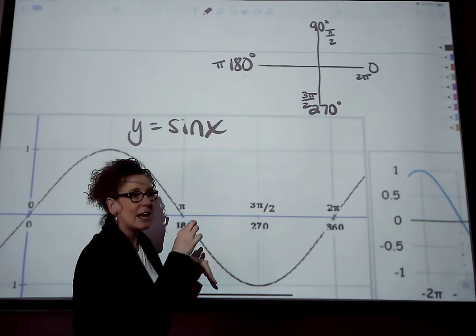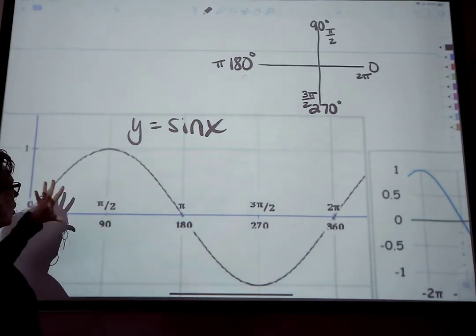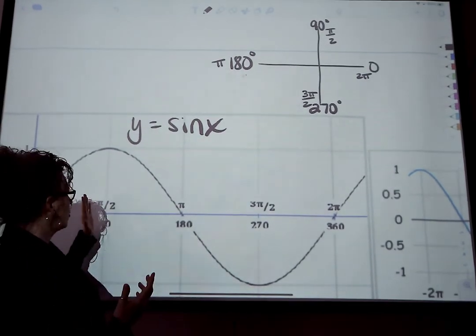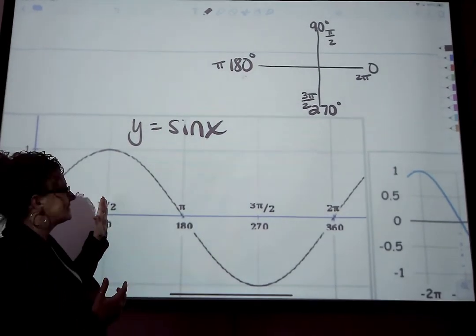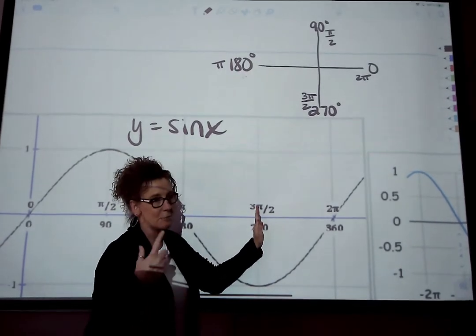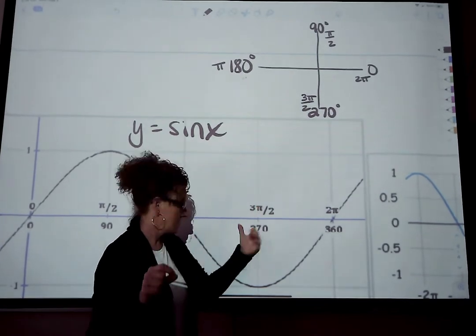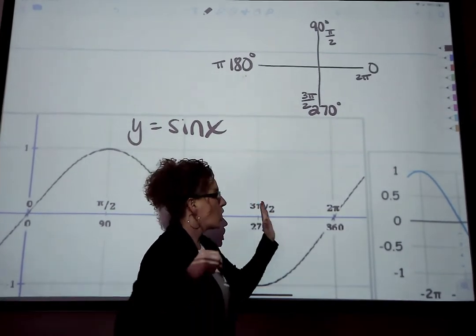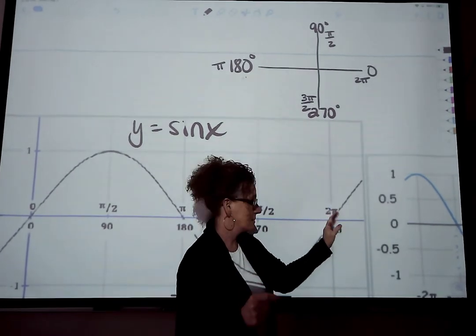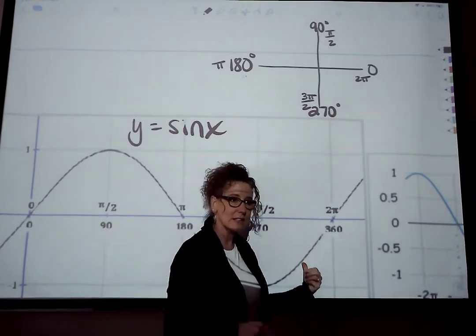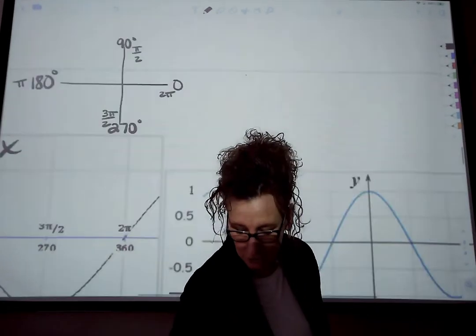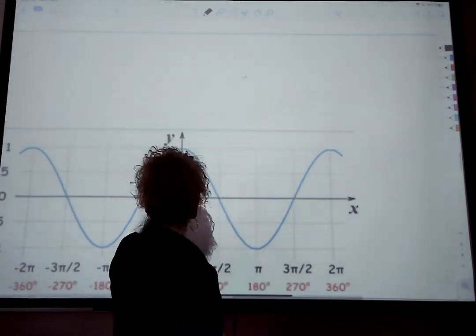Why? Because of ASTC. All are positive in quadrant 1: sine, cosine, and tangent. All fractions, no. Sine only is positive in quadrant 2. Tangent only is positive in quadrant 3. Thus, my sine fractions are negative. Cosine only fractions are positive in quadrant 4. Thus, my sine fractions are negative in quadrant 4. And that goes for the same as cosine as well.